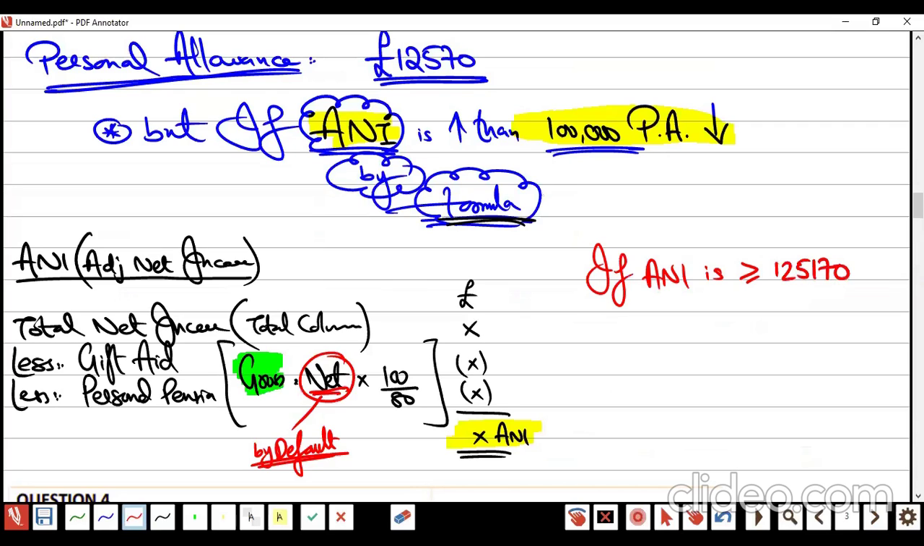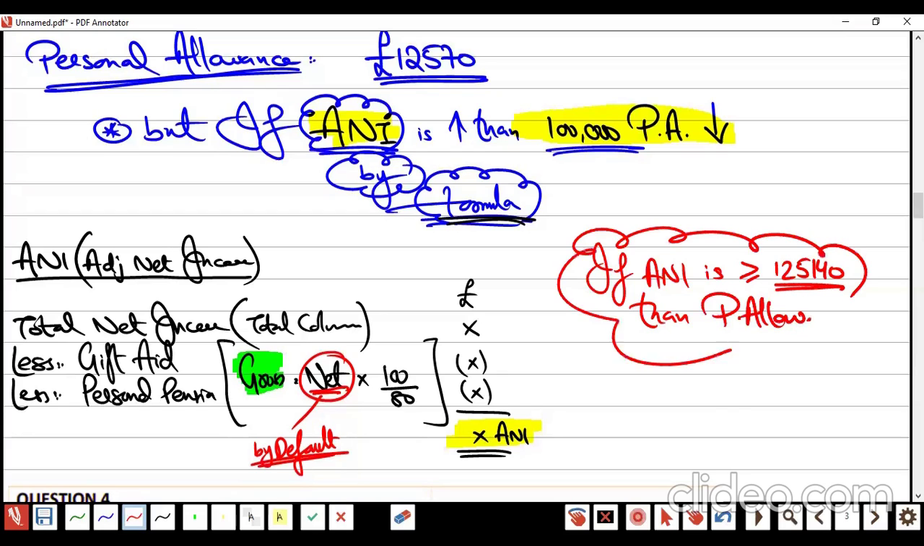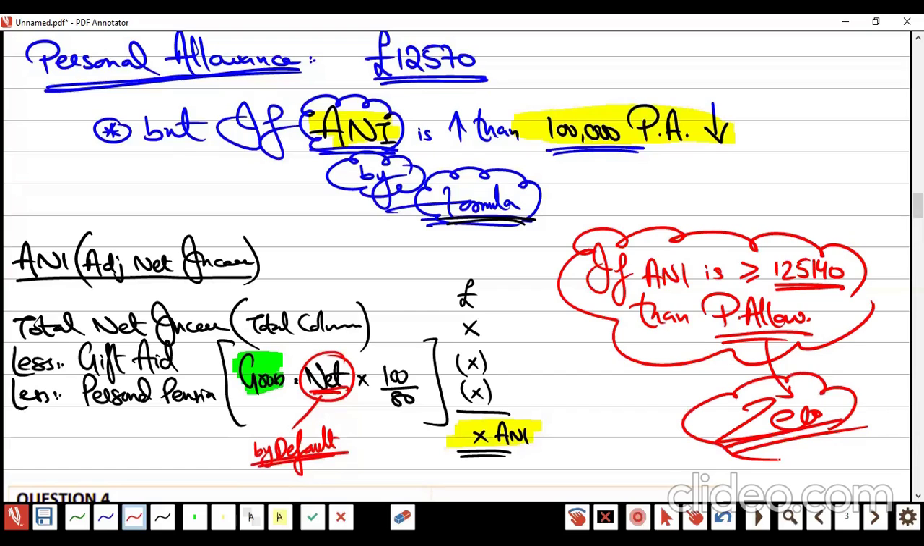125,140. This is a fixed amount, okay? 125,140. Then the personal allowance is not available. The personal allowance becomes empty, finished. The personal allowance is going to be gone. No personal allowance, no need. If your ANI is 125,140 or higher, then the personal allowance is gone. Got my point? Yes, sir.